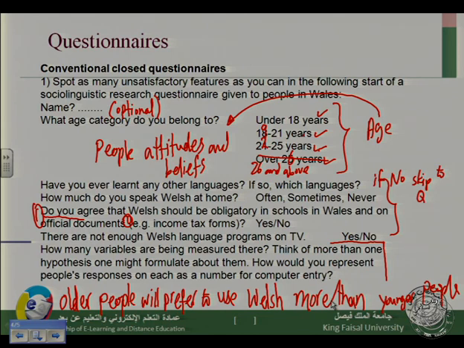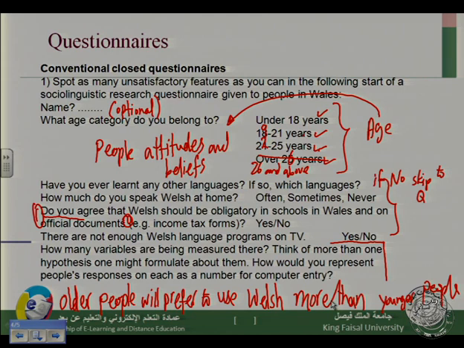How would you represent people's responses on each as a number for computer entry? We are going to talk about this later, but just to give you a quick answer, well, you will count how many people say yes or no. You will count how many people will say often, sometimes, and never. And then from the computer, you can generate graphs and columns to represent these numbers. We are going to have an example in the next lecture.